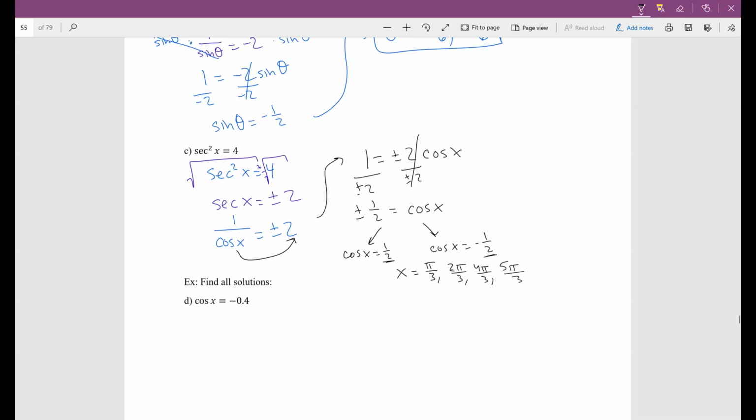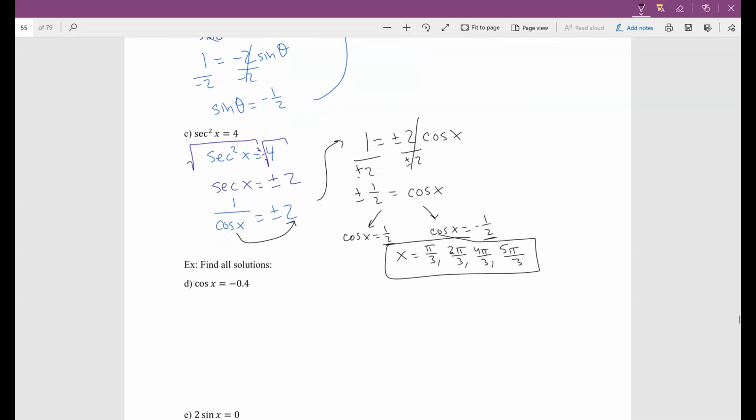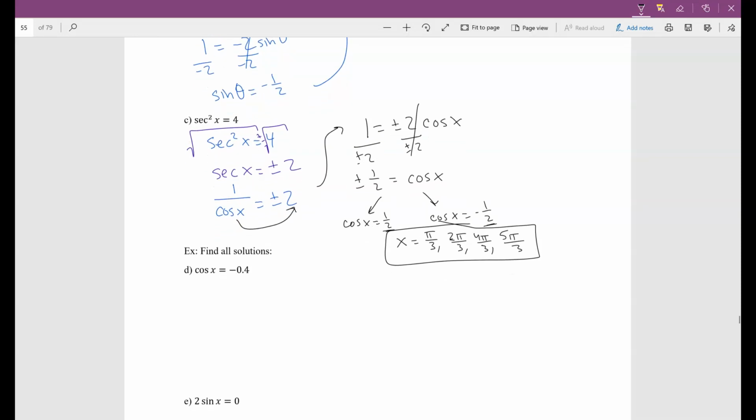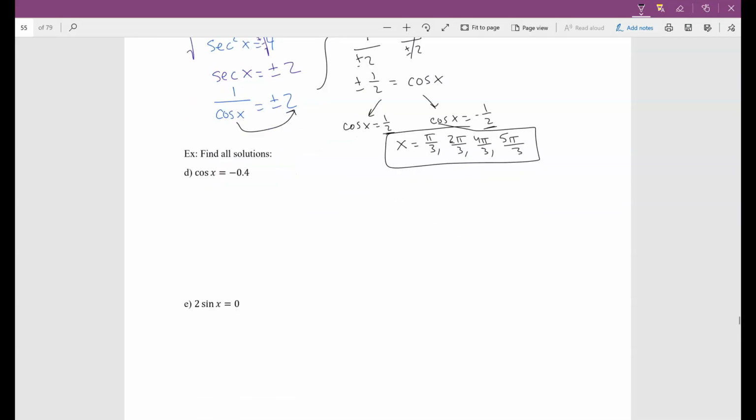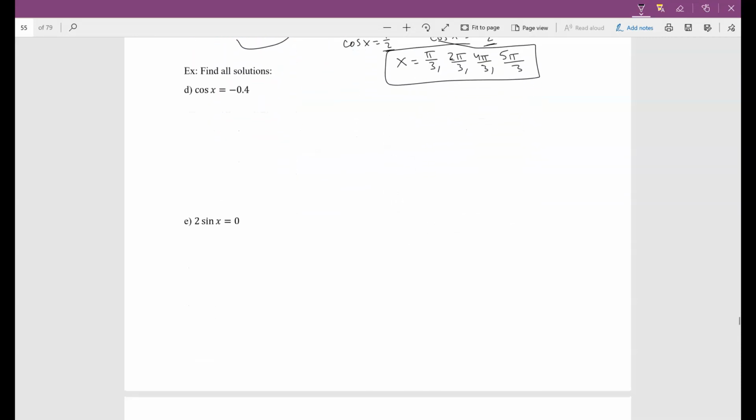So those are all my possible angles in which the secant squared x is equal to 4. Okay, so sometimes there might be multiple angles that you got to plug in. So you have to be very careful. All right, so in the next video, we will do some more problems that are a little bit more involved.